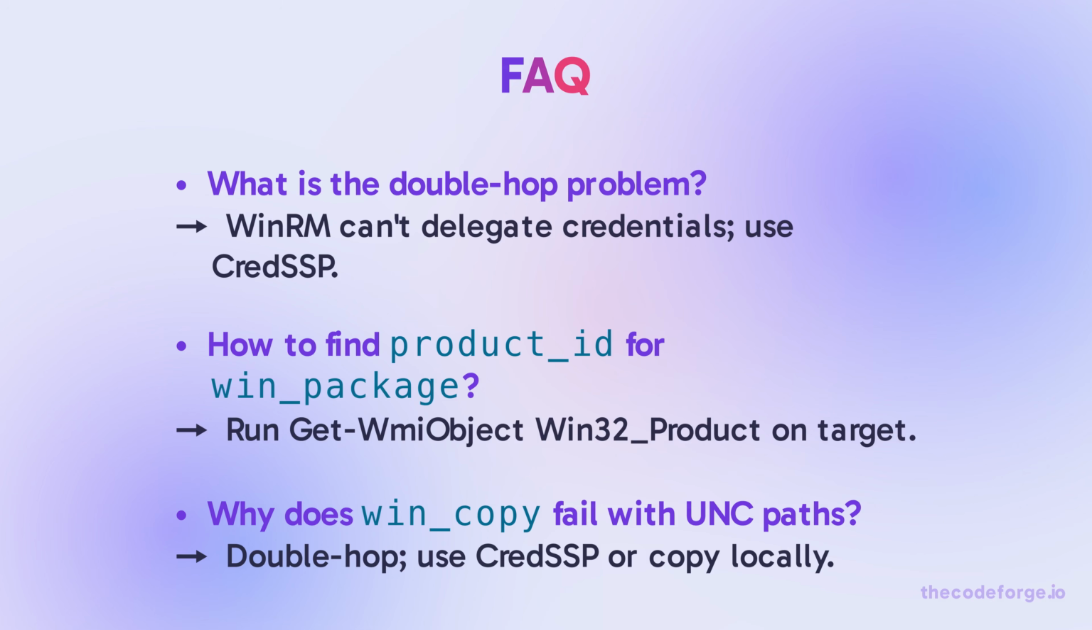And a few frequently asked questions. What is the double hop problem? WinRM can't delegate credentials. Use CredSSP. How to find product_id for win_package? Run Get-WmiObject Win32_Product on target. Why does win_copy fail with UNC paths? Double hop. Use CredSSP or copy locally.